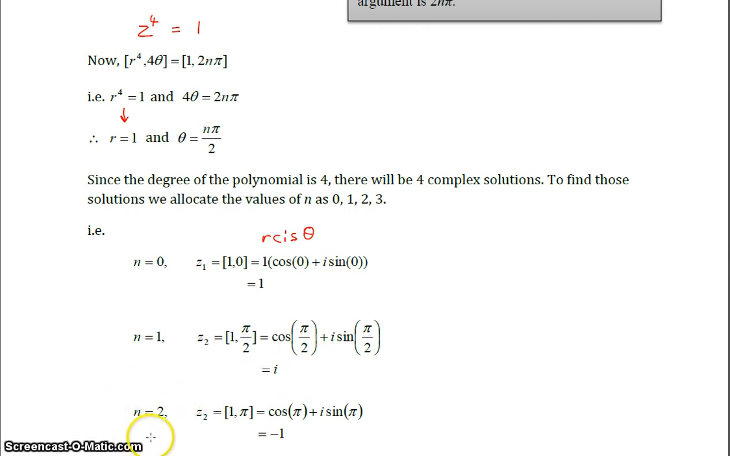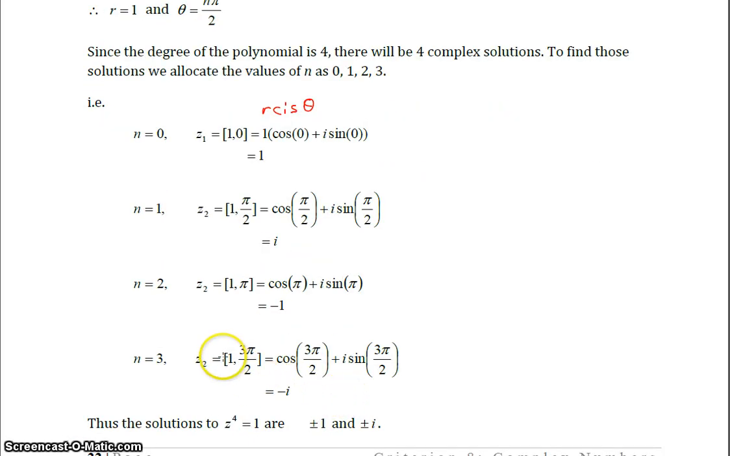And now we substitute our value for n equals 2. So 2n pi over 2 is pi. And we have cos of pi plus I sine of pi. Cos of pi is negative 1. Sine of pi is 0, so we have our solution of negative 1.